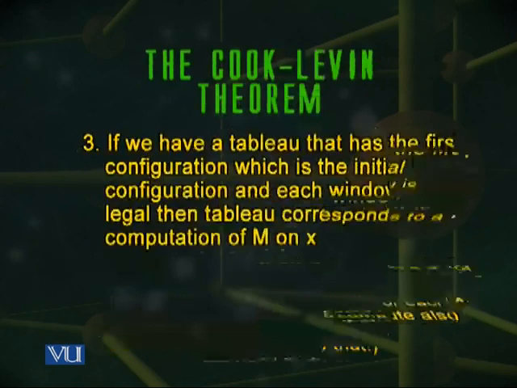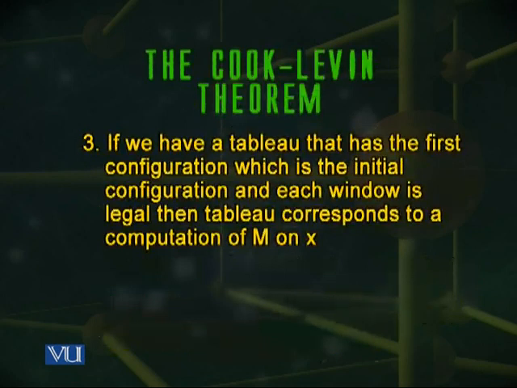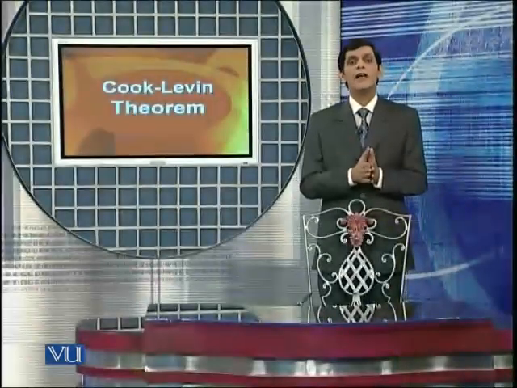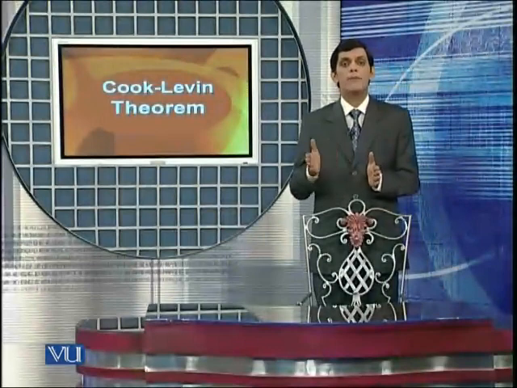The third point is that if we have a tableau that has the first configuration, which is the initial configuration, and each window is legal in the tableau, then the tableau corresponds to a computation of M on X. So these are the three very important observations. Let's discuss each one of them one by one. Let's start with the first one.